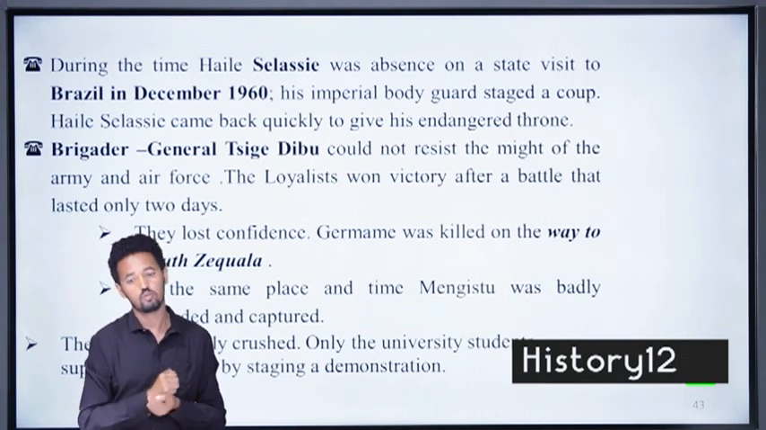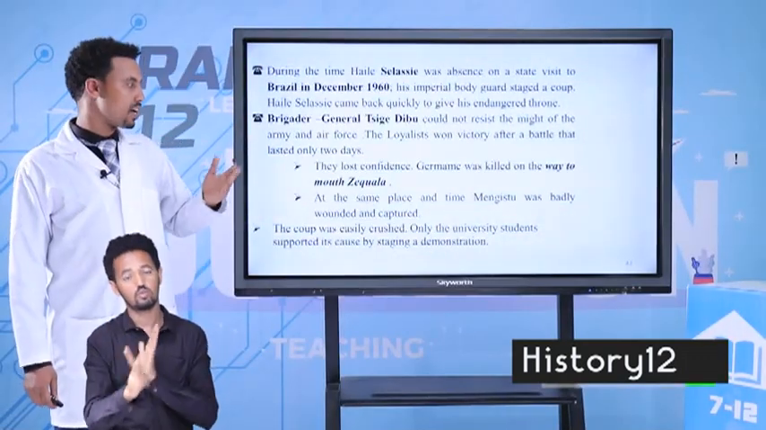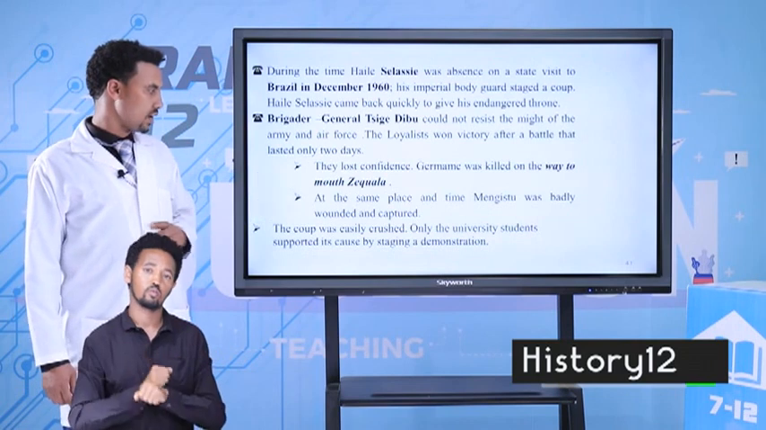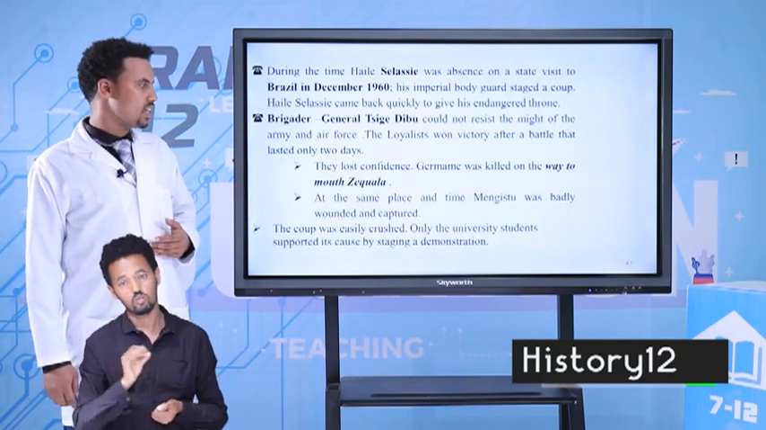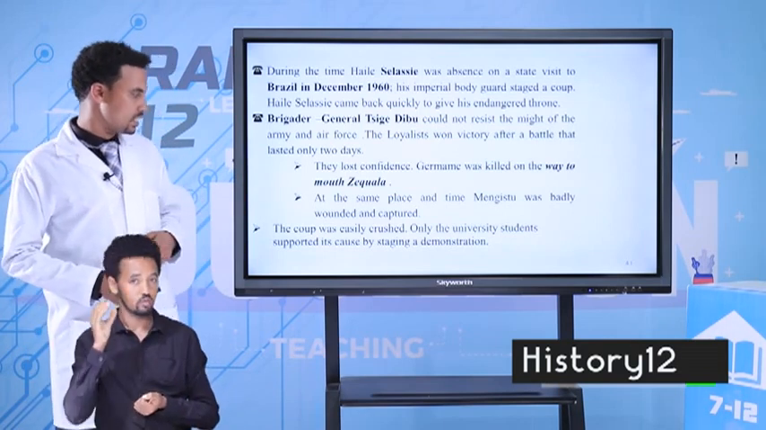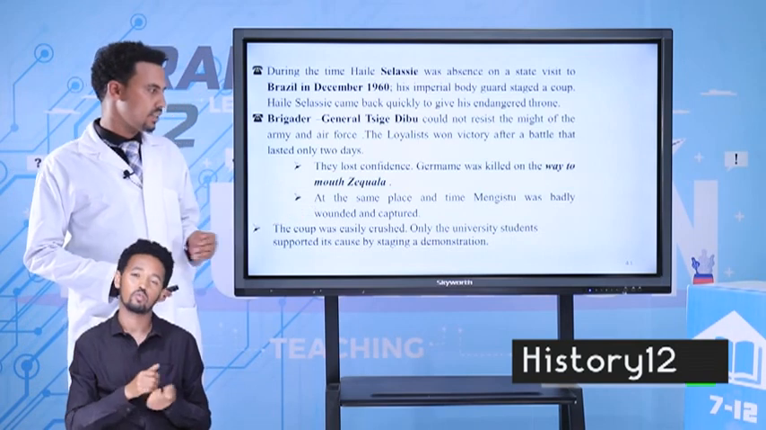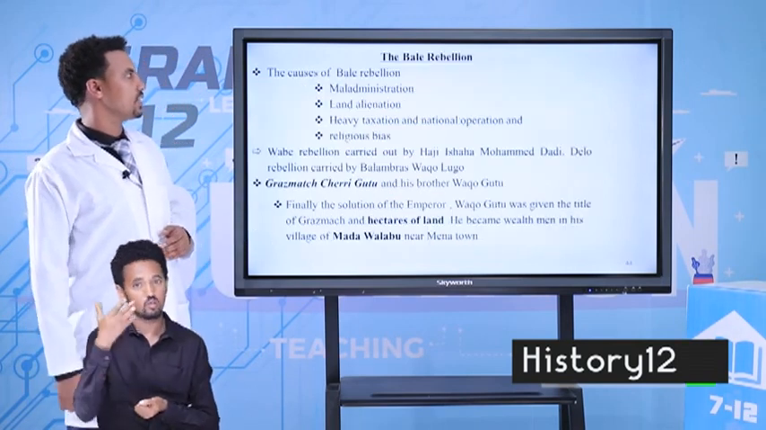The rebels lost confidence. Garmamme Newaye was killed on their way back to Mount Zukwala. At the same time, Mengistu was badly wounded and captured. The coup was easily crushed. Only the university students supported the coup of 1960.